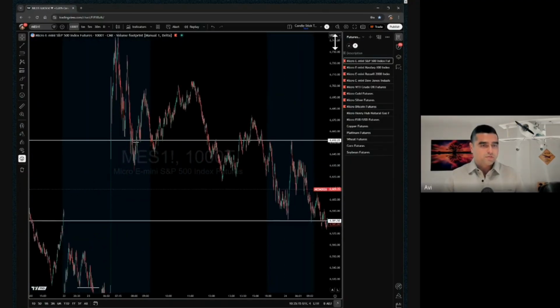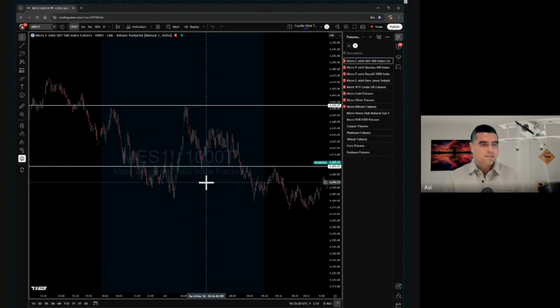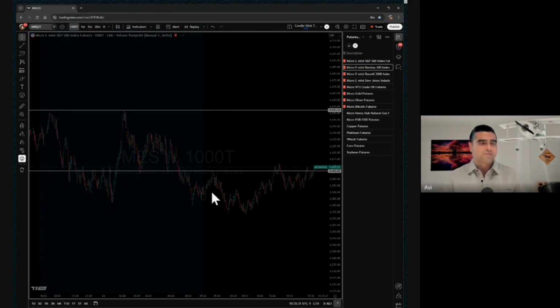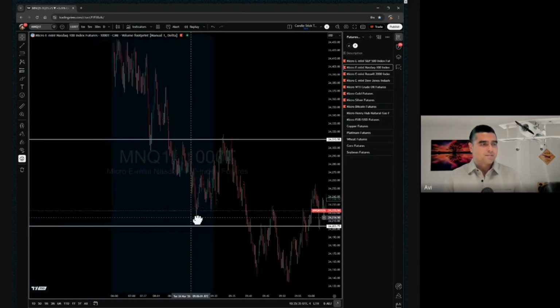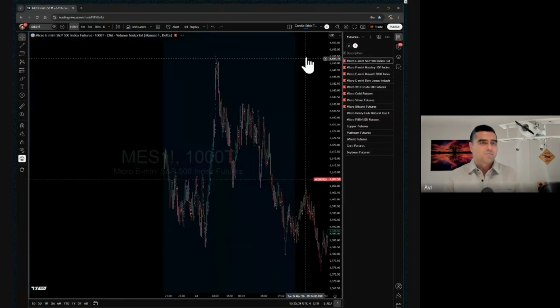So earlier before the open, I had the level right about here on MES, and I took the short, and it stopped out a little while ago, maybe 15 minutes ago or so, half an hour ago. And the same thing on MNQ. I've moved the level since then. But anyways, it was a short and stopped out. Let's go back to the MES.